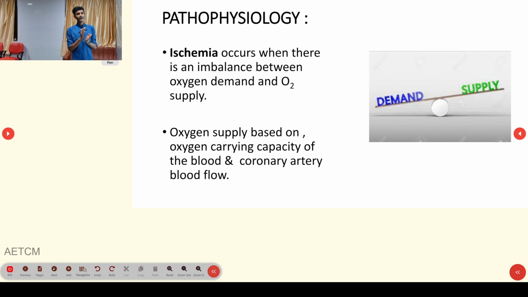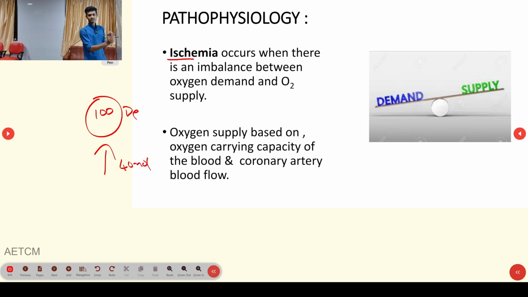What is the pathophysiology behind acute coronary syndrome? Ischemia happens because of an imbalance between oxygen demand and oxygen supply. For example, if your cells want 100 molecules of oxygen, that is the demand, but your body is supplying only 40 molecules of oxygen, that is the supply. Here demand is increased but supply is reduced. That imbalance between demand and supply causes the ischemia.